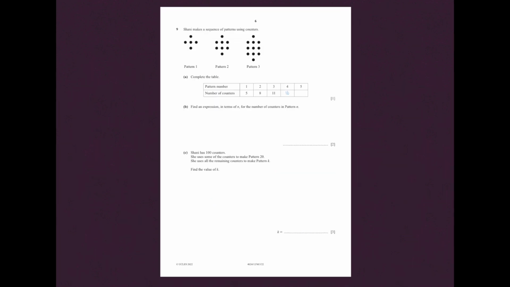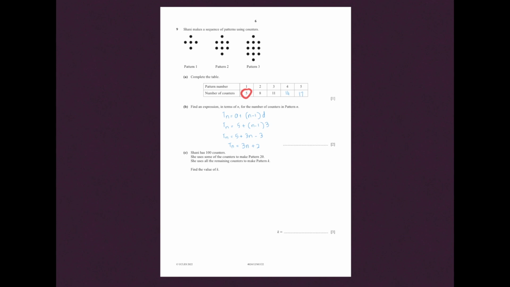Okay, so the first pattern has 5 dots, second one 8, third 11. So next will be 14 and then 17. So I see a common difference of 3. So whenever there is a common difference, what's the formula? a plus (n minus 1)d. A will be the first term, that's what? 5. Let n remain n. Common difference is 3. So write this in a simplified form. So my answer is 2 plus 3n.